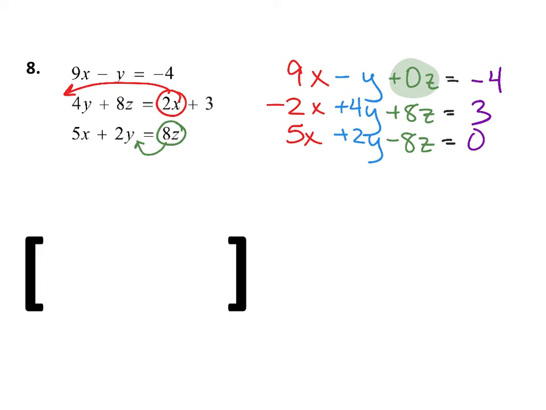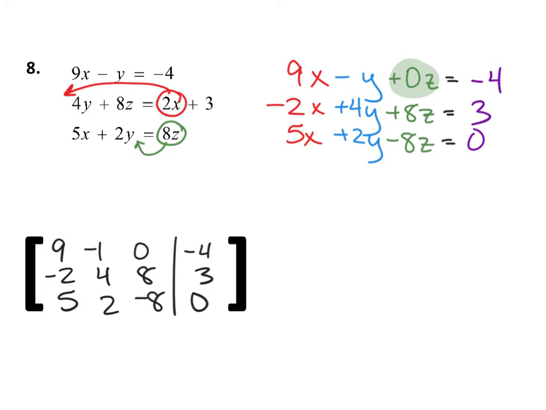Awesome. When we write the matrix, it should have looked like this. 9, -1, 0, and -4. -2, 4, 8, and 3. 5, 2, -8, and 0. Awesome. So writing matrices from systems. Amazing, we got it. The next step is to learn how to solve these systems.